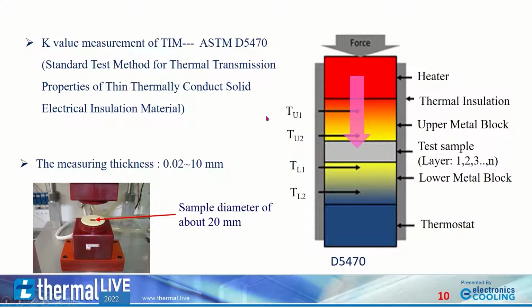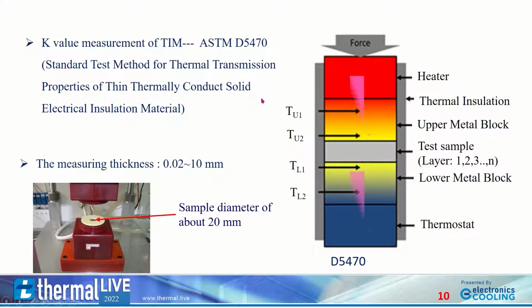TIM material is a very important part of the heat dissipation field. So how to measure the thermal conductivity K values of the TIM is very important. In general, when we talk about the K value measurement of the TIM, we are talking about the ASTM D5470. The measuring thickness is in the range of 0.02 to 10 millimeters. D5470 is based on Fourier's law.